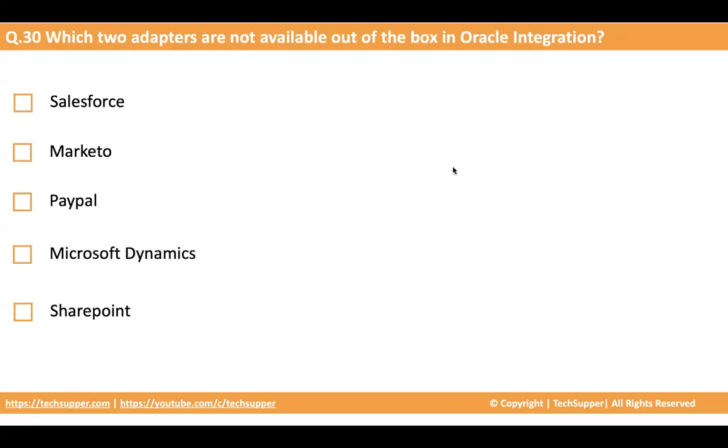Salesforce, we have used very extensively. Marketo, we have not used. PayPal, we have not used. SharePoint, we don't have, because whenever you want to integrate SharePoint, you use the REST API. So SharePoint is not available. What about Microsoft Dynamics?